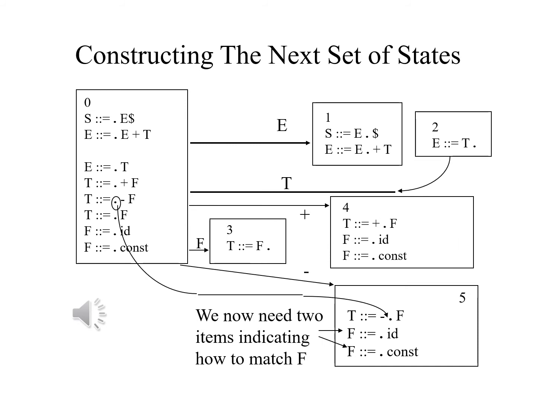State 5 looks a great deal like state 4. In both cases, I have T derives dot, some additive operator, factor. By moving the dot beyond the minus sign, what it means in this case is that I am going to have the dot in front of the non-terminal factor. Again, as before, that means I'm going to need initial items for factor.